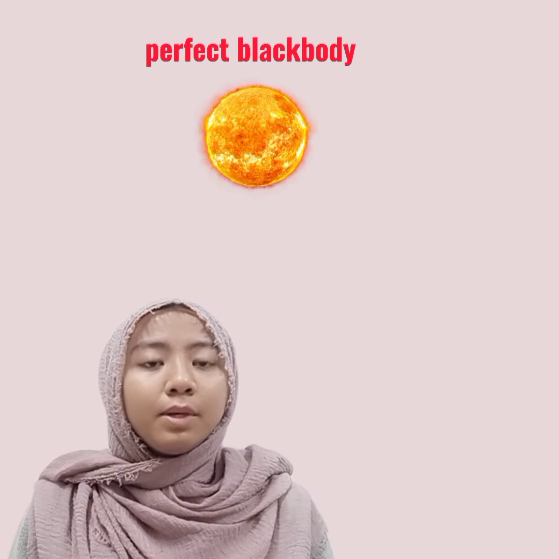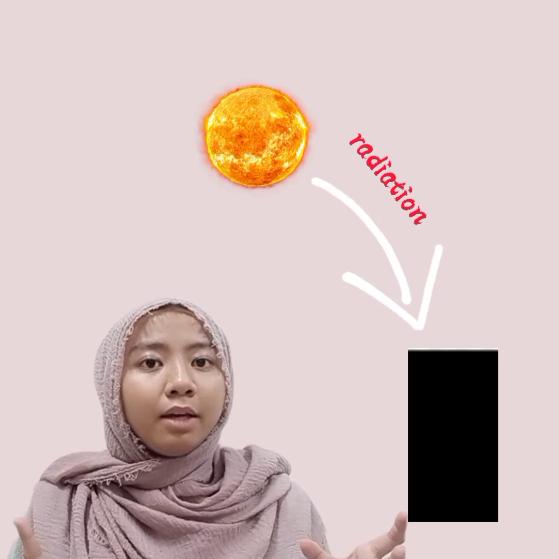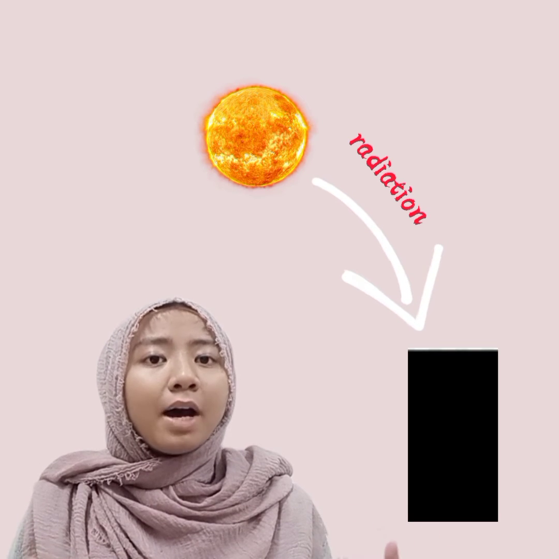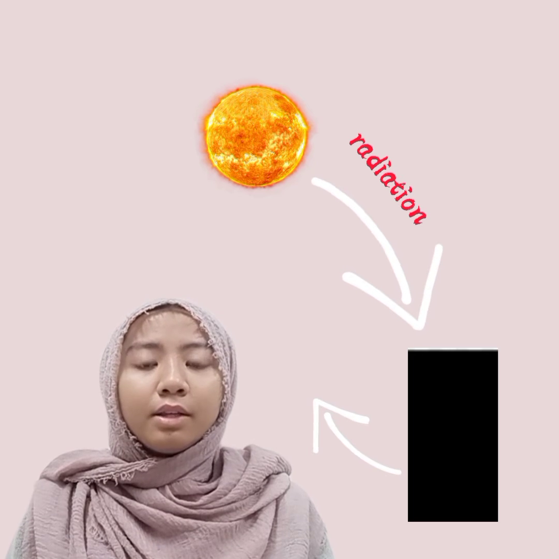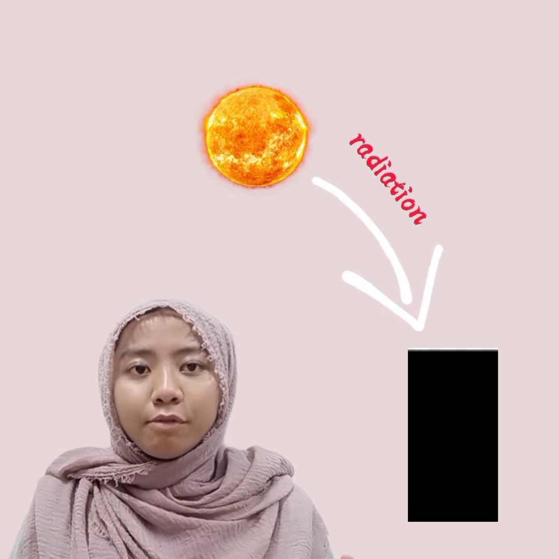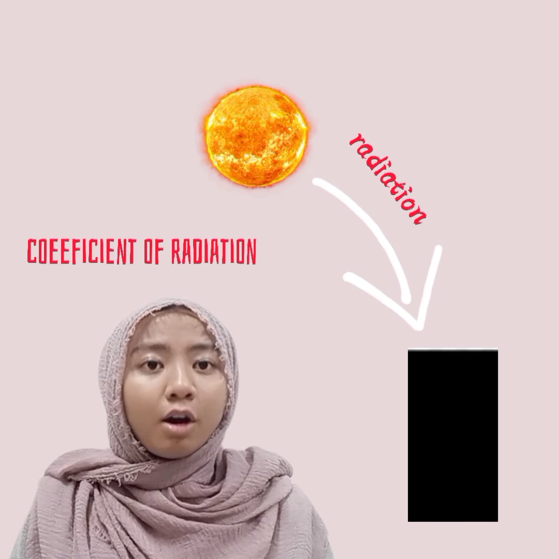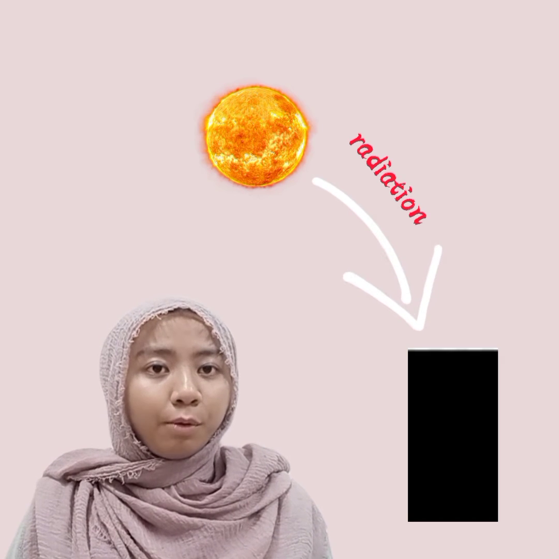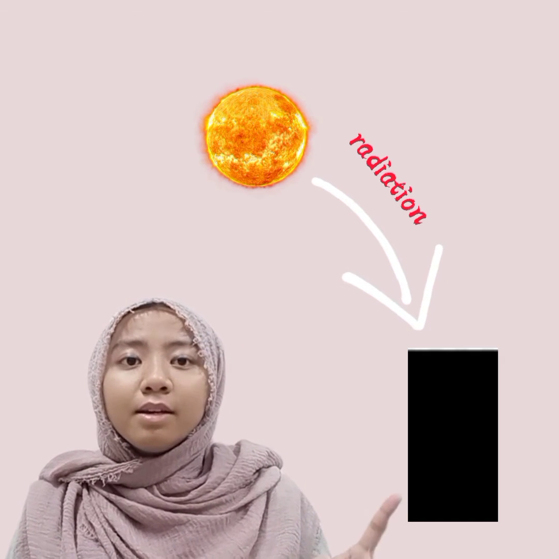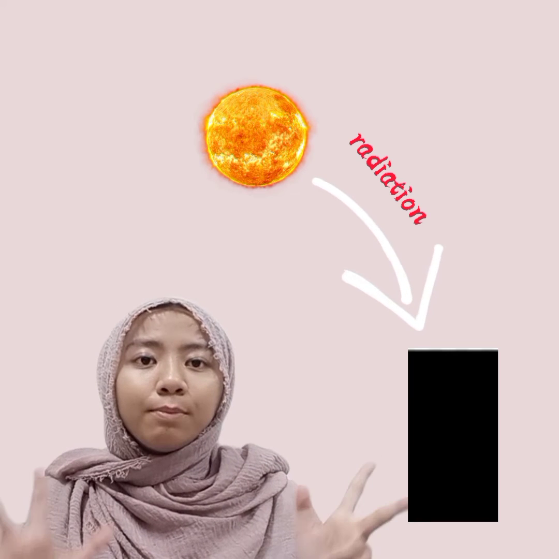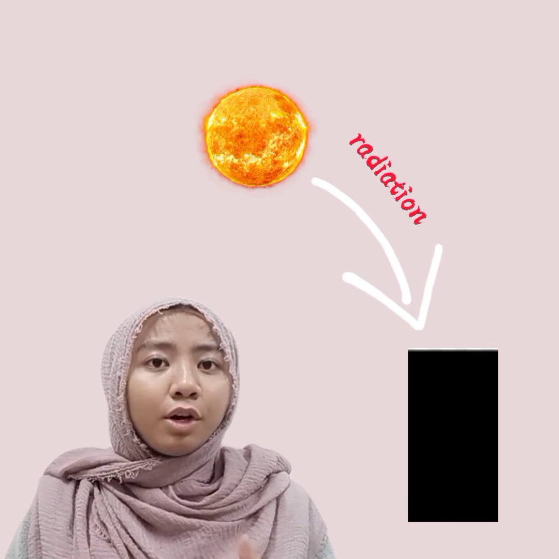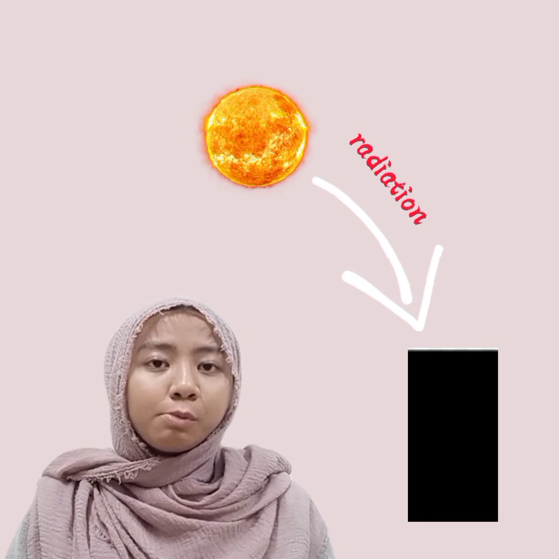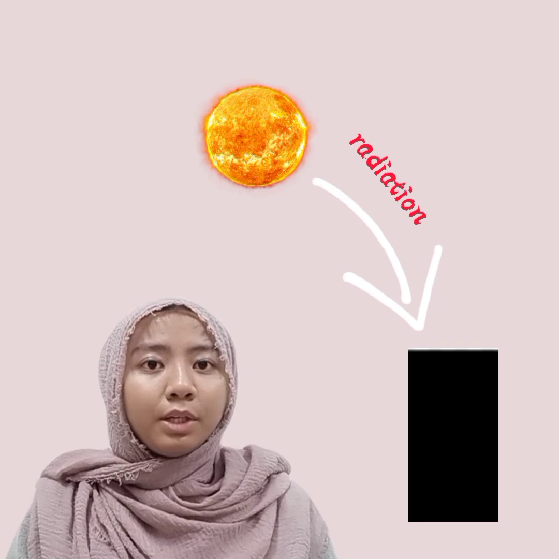radiation. The Sun is called a perfect blackbody because it emits radiation of all wavelengths. When radiation hits an object, it absorbs some part of the radiation and reflects back the rest. The amount of radiation absorbed is given by the absorption coefficient, which indicates how much of the radiation is absorbed. It can be 20%, 50%, or 80%. And if 100% of the radiation on an object is absorbed, it's called a perfect blackbody.